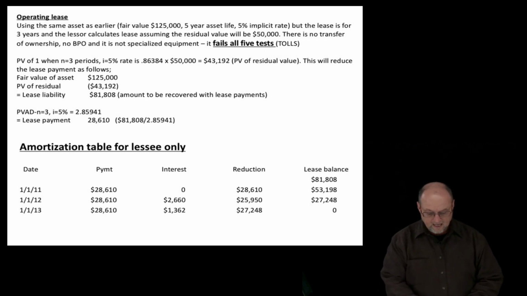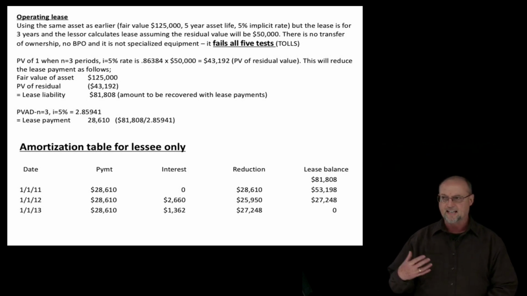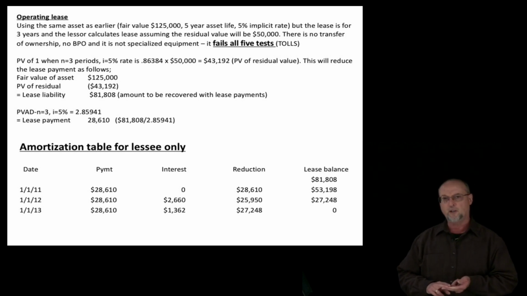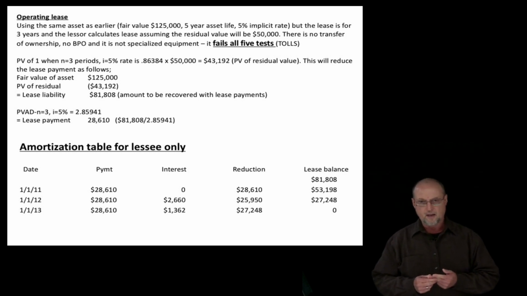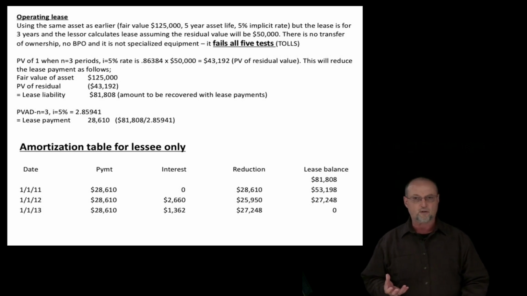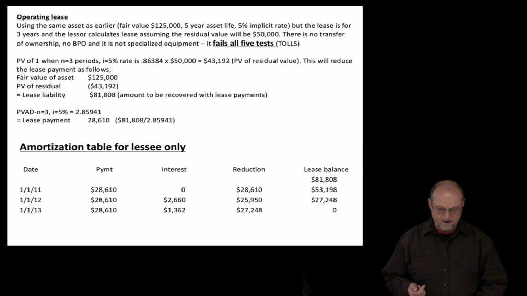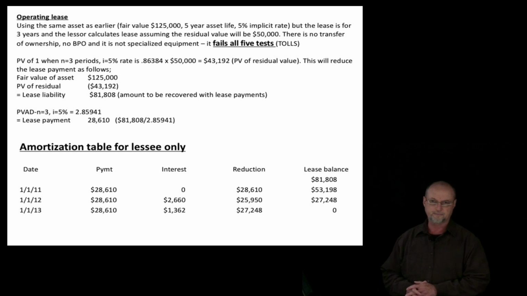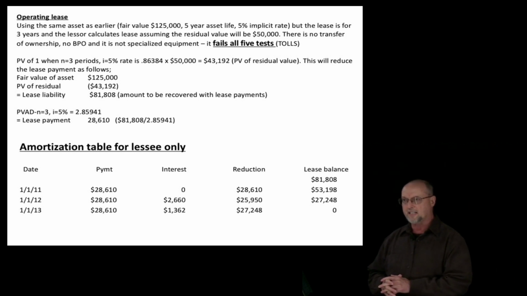$81,808. If we want to determine what the lease payment is, we're going to take that $81,808 and divide it by the present value annuity due factor. So we go to the present value annuity due table, n equals 3, i, or interest rate, equals 5%. That factor is 2.85941. So we divide 81,808 by 2.85941, and our lease payment is going to be $28,610. Let's look at the amortization table for the lessee.